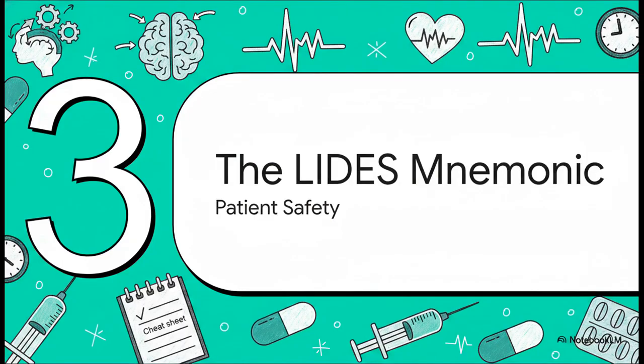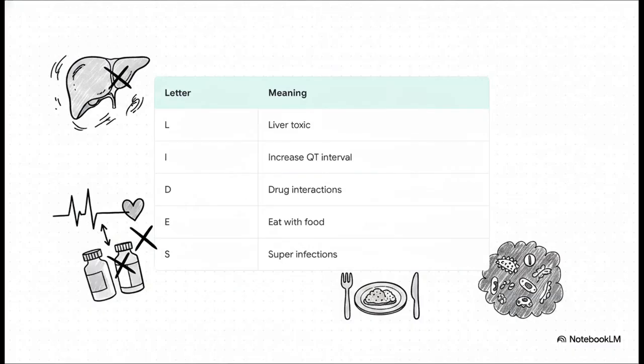Moving on to Section 3, the LIDES mnemonic. We're shifting gears from what the drug is to how to safely manage it using the ultimate memory cheat sheet, LIDES. Let's see how this builds. To safely manage patients on macrolides, you really just need to remember the word LIDES. L for liver toxic, I for increased QT interval, D for drug interactions, E for eat with food, and S for superinfections. Go ahead and lock this table into your mind.